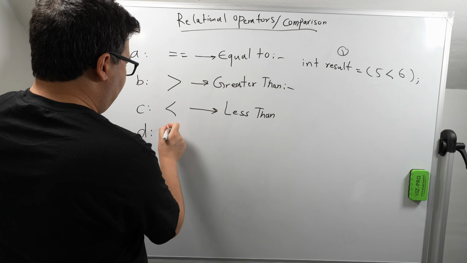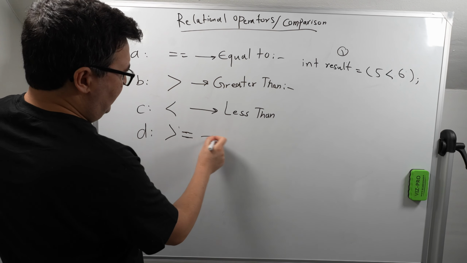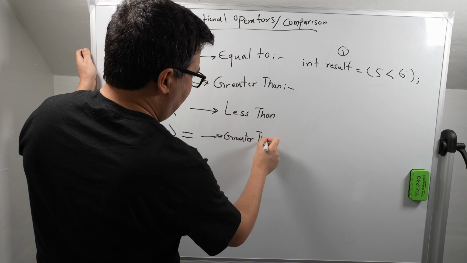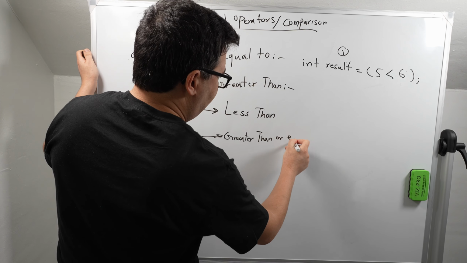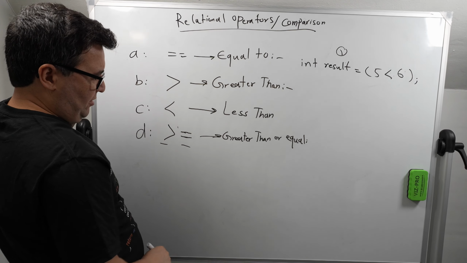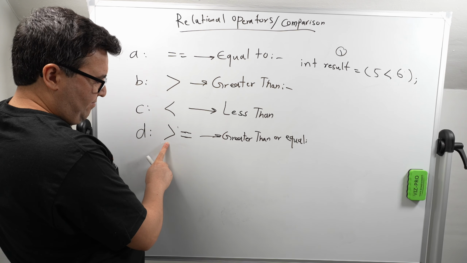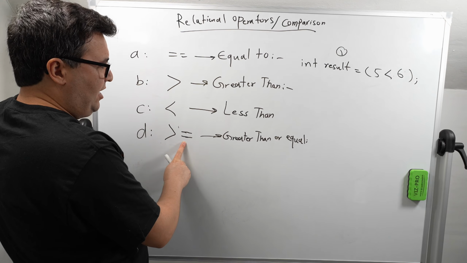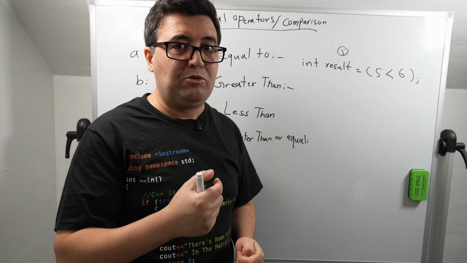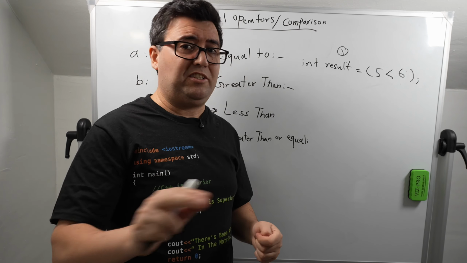Another operator we have is greater than or equal. If you see, it's a compound operator, so two operators are combined here, greater than and equal. It checks if the first value is greater than the second value, then the result is true, or if the first value is equal to the second value, then the result is true, otherwise the result is false.